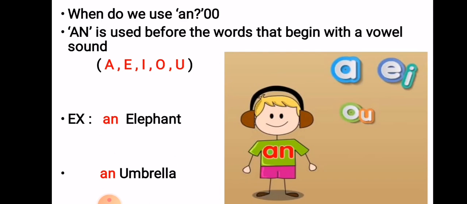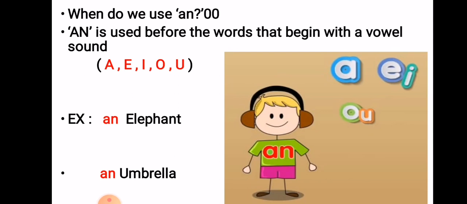And now, we need to know, when do we use an? Actually, an is used before the words that begin with a vowel. Can you remember our vowels? Very good. A, E, I, O, U. Let's see some examples.